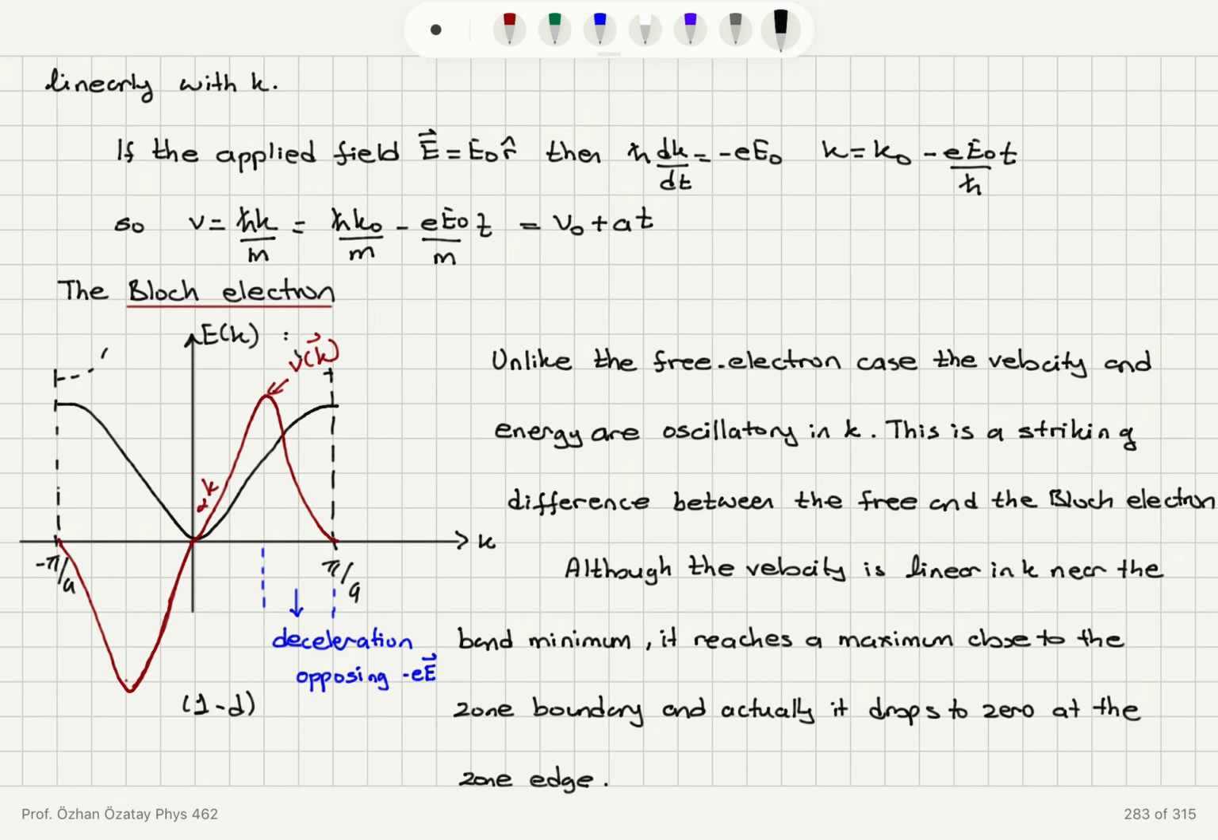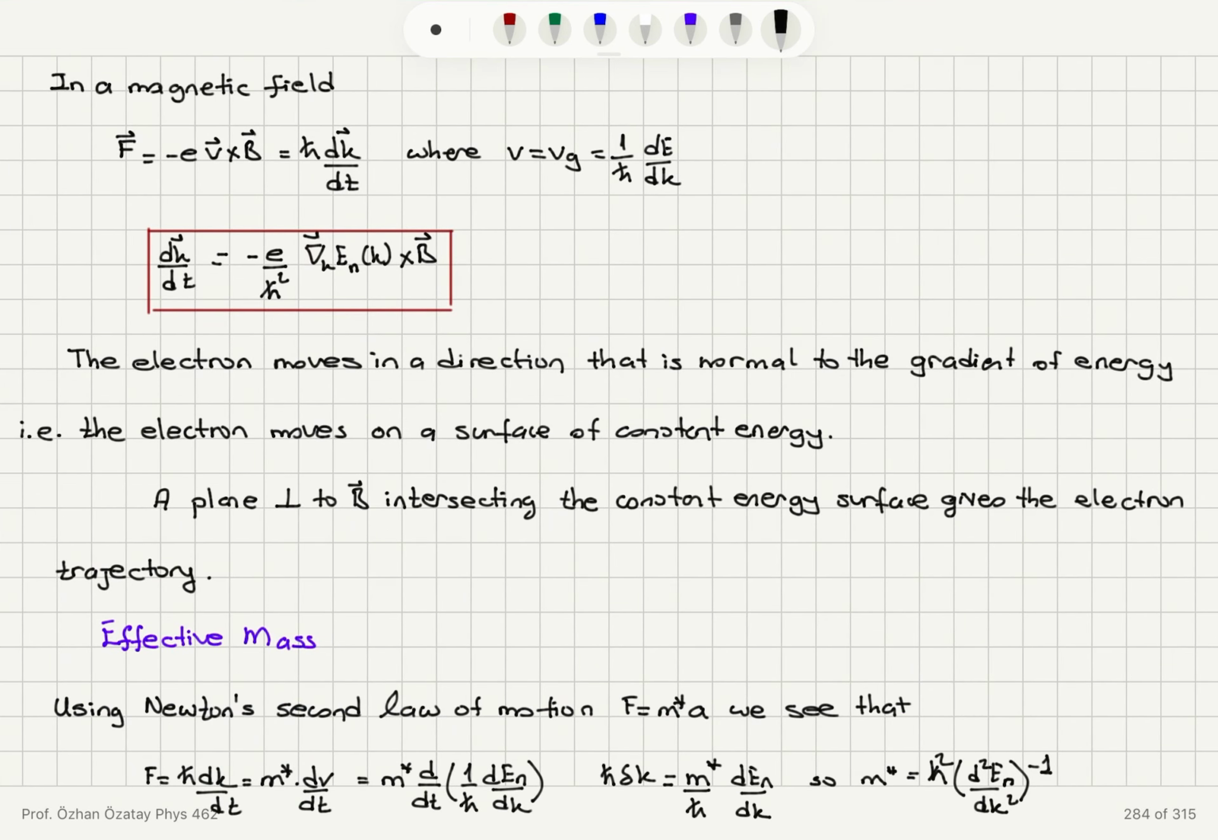When the wave vector increases to a value close to a zone boundary, the velocity actually quickly decreases down to zero, where we have the standing wave solution. So that's a striking difference between these two. On the other hand, in a magnetic field, we see that the electron energy doesn't change. dk/dt is minus e over h bar squared gradient of energy cross product with magnetic field. The electron moves on a trajectory that is simultaneously perpendicular to the magnetic field and the gradient of energy, which means the electron is moving on a constant energy surface. The application of the magnetic field does not change its energy.